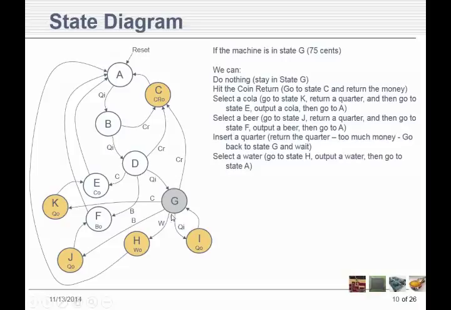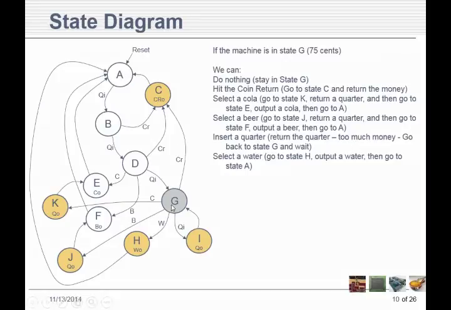If we get to G and we've inserted 75 cents now, we can do a whole lot of things. We could insert another quarter, but that quarter should just be returned and we go back to G. So we can stay here, but every time we put a quarter in, it's got to drop out. We could select water, get a water out, and go back to state A.